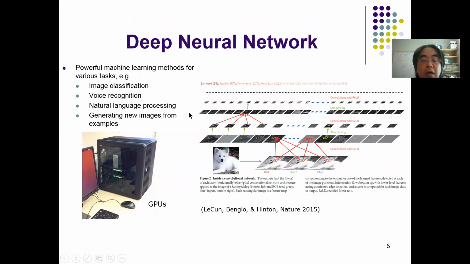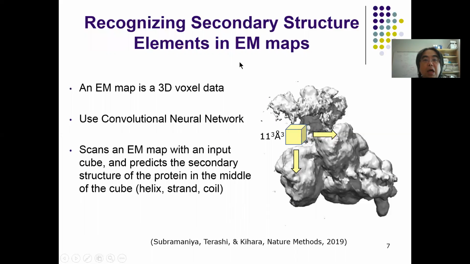We also use deep neural network, deep learning for many projects. Deep learning has been very successful for processing 2D images, like 2D image classification. And that can be very suitable for analyzing 3D cryo-EM map. So what our approach does is that given a cryo-EM map, our method will scan the cryo-EM map with a small box and then identify or assign the secondary structures of proteins at each box position.